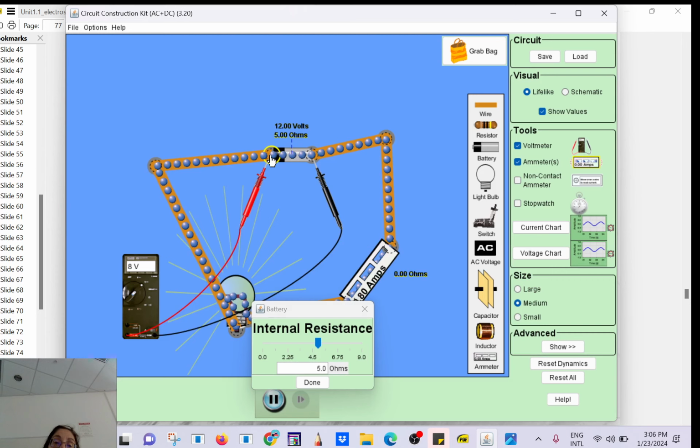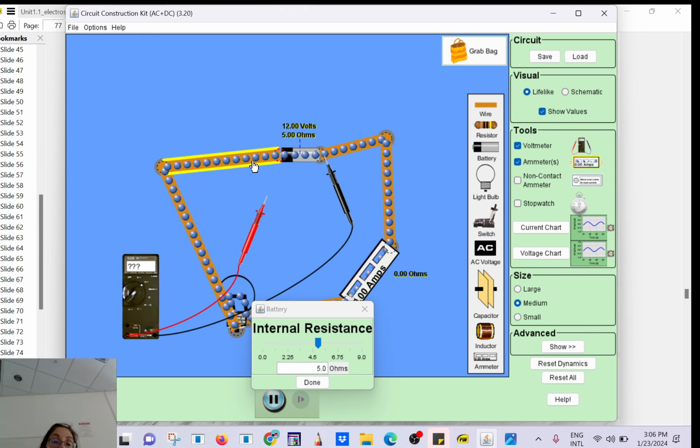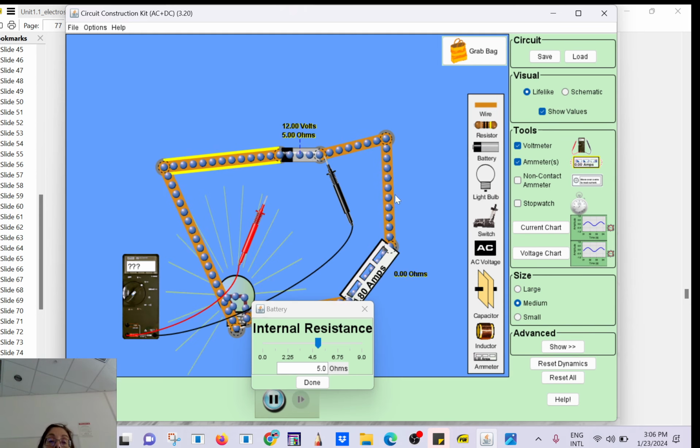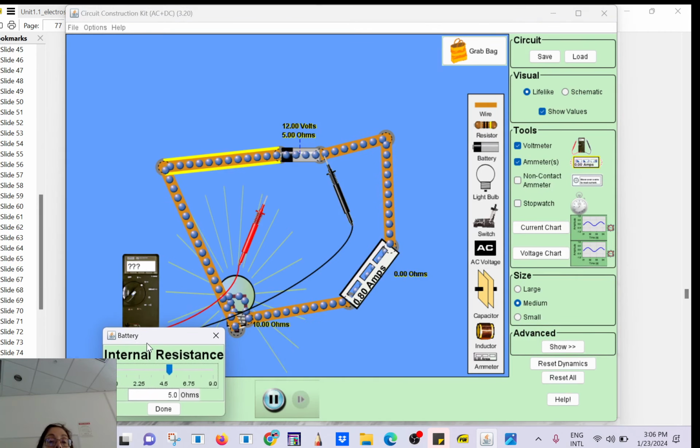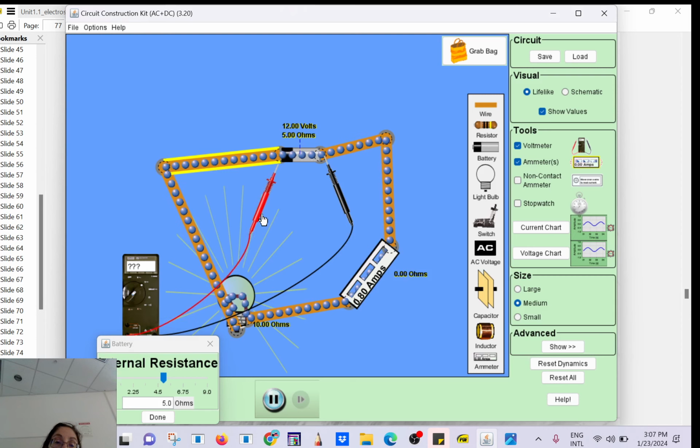Let's see how much you read. If there is no current, that's fine, you have 12 volt. But as soon as I make the connection, so the current is flowing, that little resistance here is taking away some of the voltage. Do you understand? So what's happening? Let's make sure you understand.